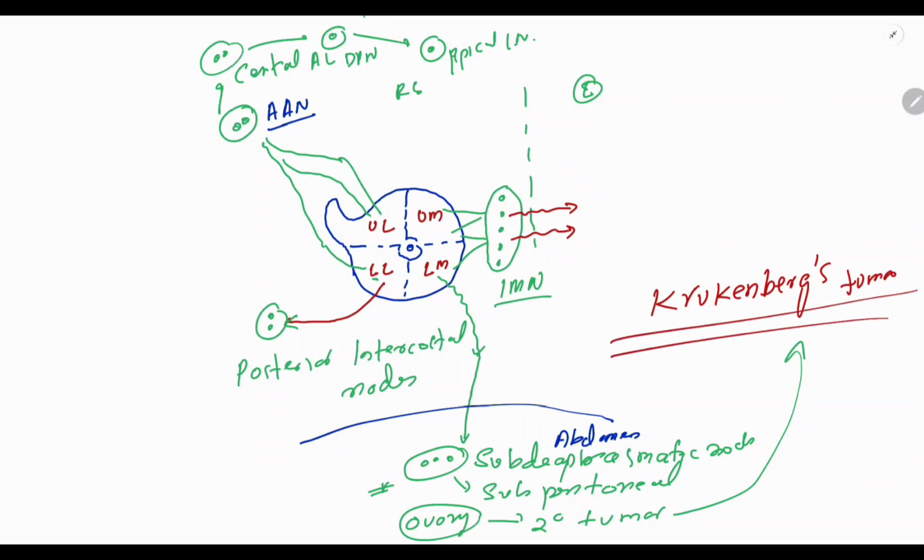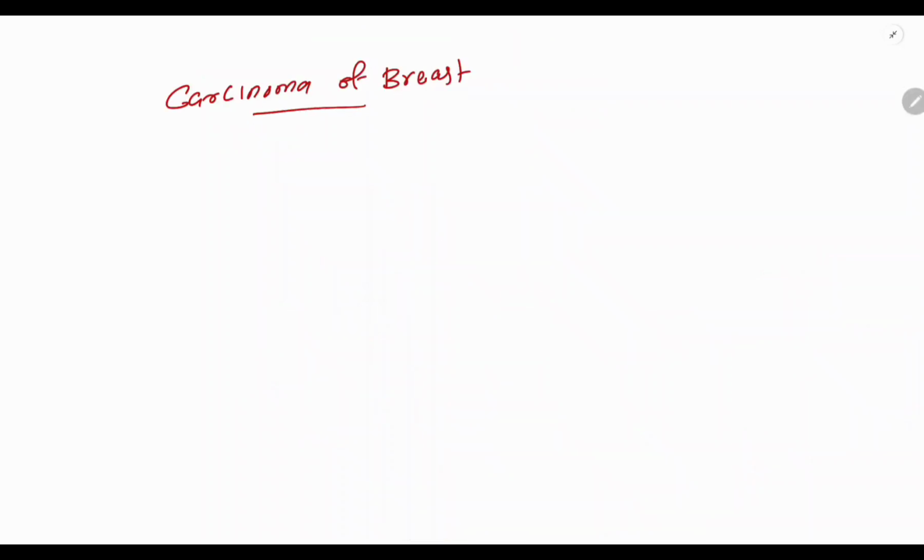Remember this point, the secondary tumor formed in the ovary is known as Krukenberg's tumor. Now, carcinoma of the breast is among the most common cancers in females. Clinically, the carcinoma of the breast presents some features.